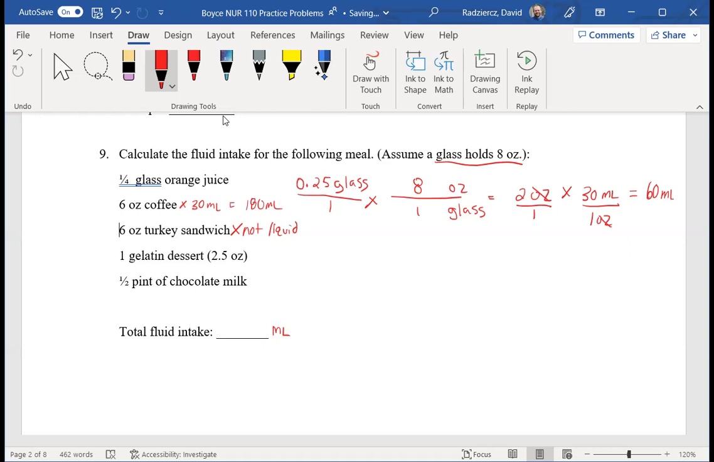Jell-O. You may not think of Jell-O as a liquid, but I'll give you a little clue. If they give you an ounce and it could be a liquid, and if you think about it, if you've ever made Jell-O, Jell-O is just water and powder, and then you sit it in the fridge and then it congeals. So technically it's water, it's just in a slightly semi-solid state. So I'm going to do 2.5 ounces times 30 ml. And that's going to give me 2.5 times 30, 75 milliliters.